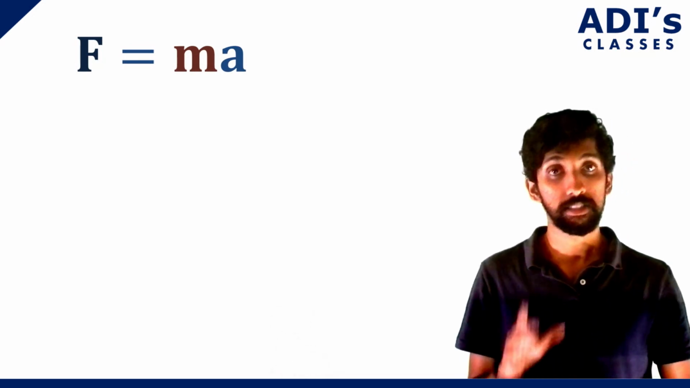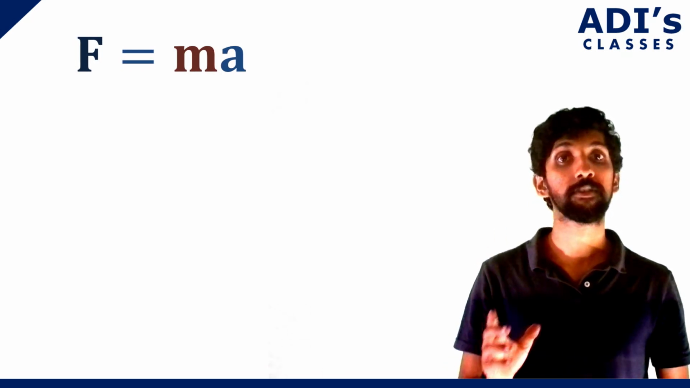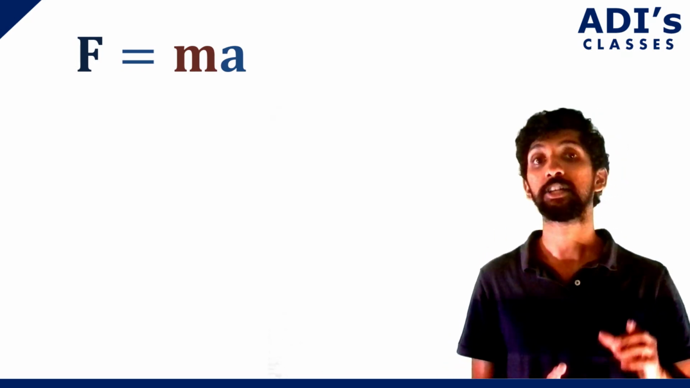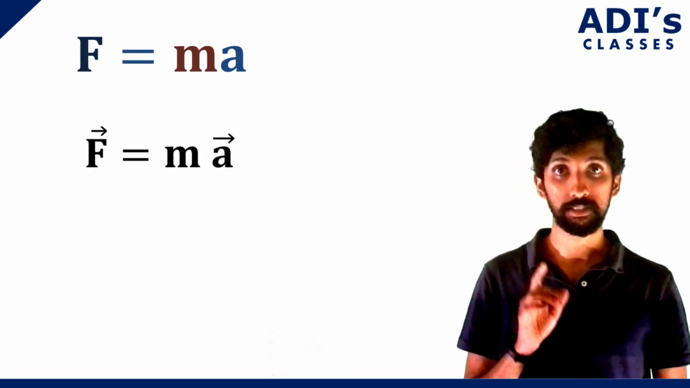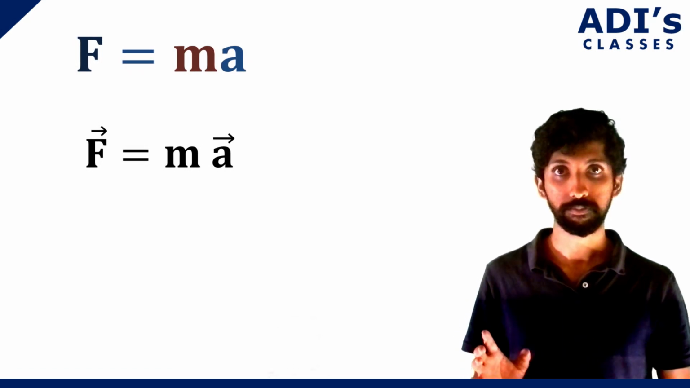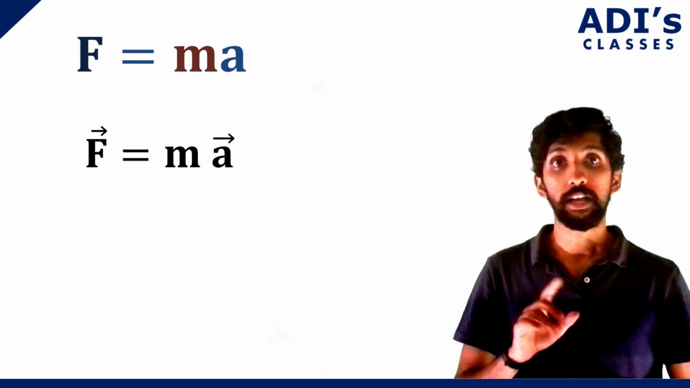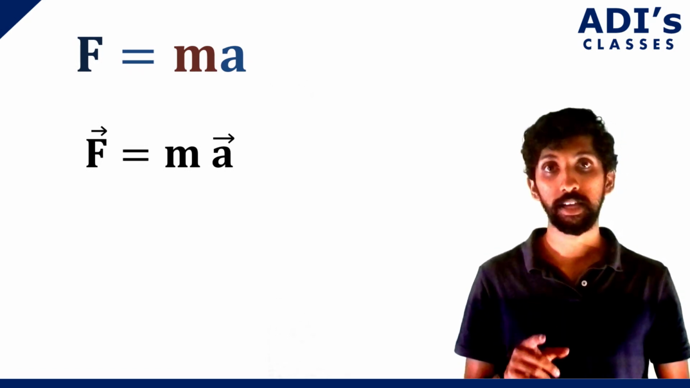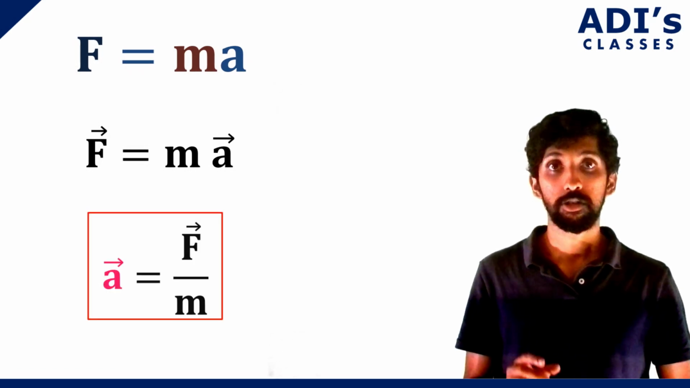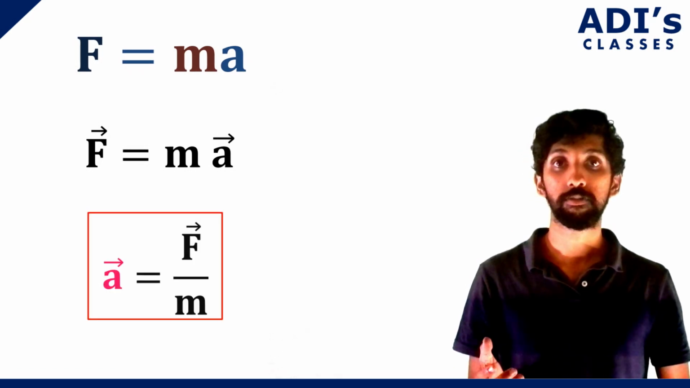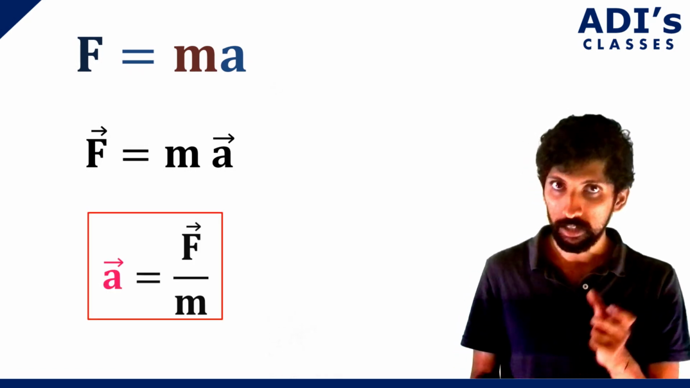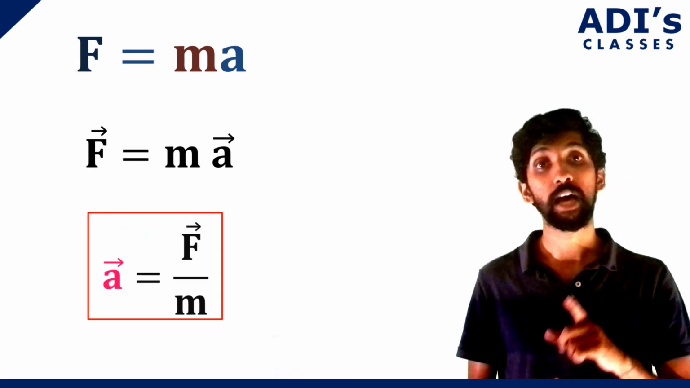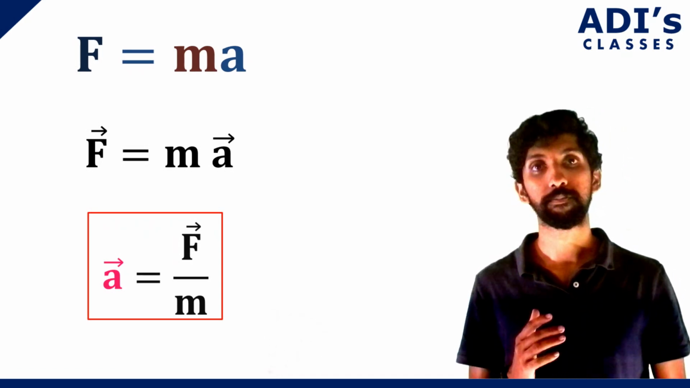Okay, understood? See, in this case, force F is a vector, acceleration a is a vector, whereas mass is a scalar. So a is equal to F by m, correct? So whatever force we are applying to that particular mass, that gives you the acceleration of the body.